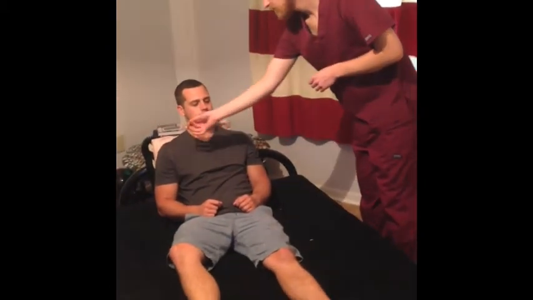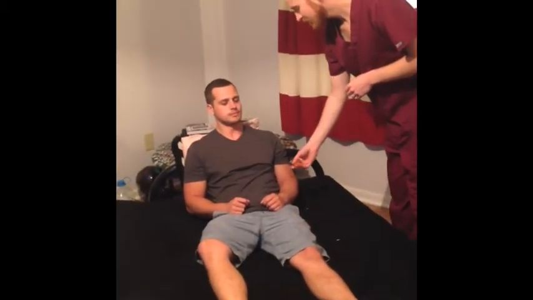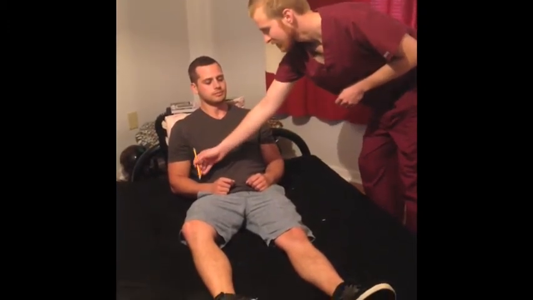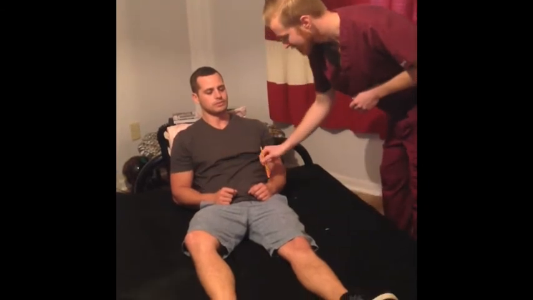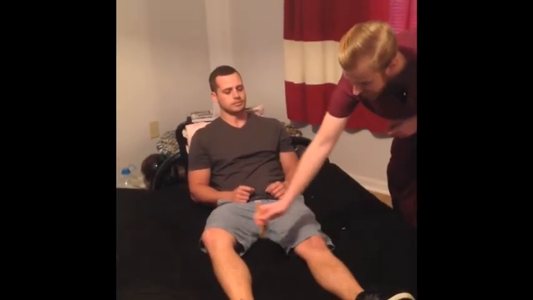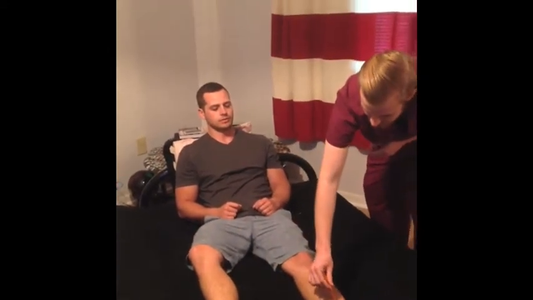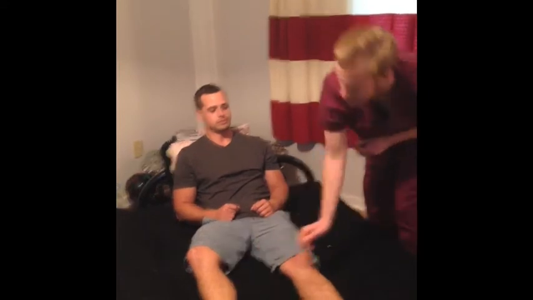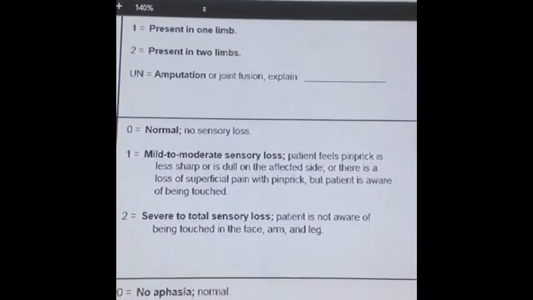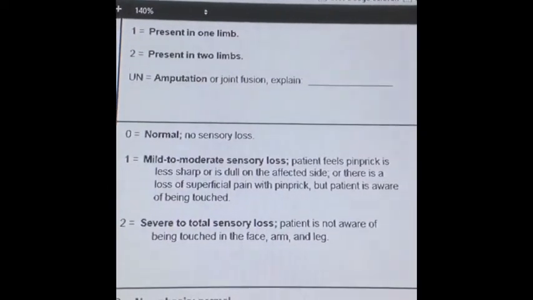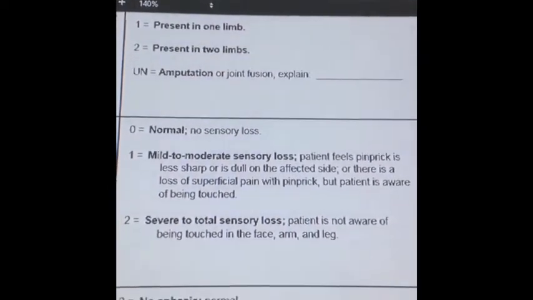Sharp. Sharp. Sharp. Sharp. Dull. Dull. Sharp. Sharp. Dull. Dull. Good. For the sensory portion of this assessment, Shea would score a 0 as there is no sensory loss on any of his extremities.